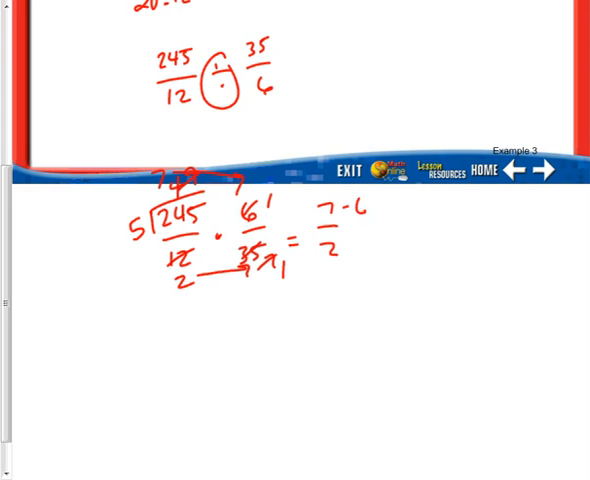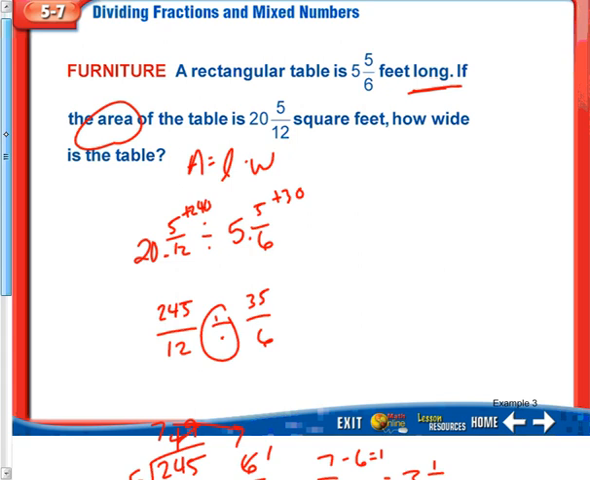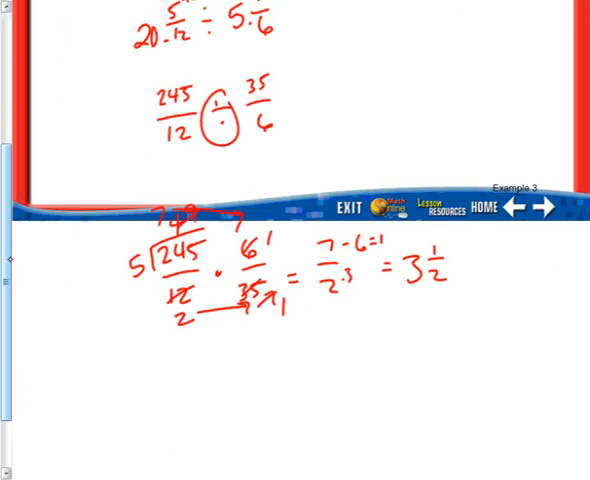I can subtract 6, which is times 3, so that'll give me 3 whole, and I'll have 1/2 left over. Now let's figure out what our units are going to be. So 3.5 feet is my width. So we can just say 3.5 feet, and we're good.